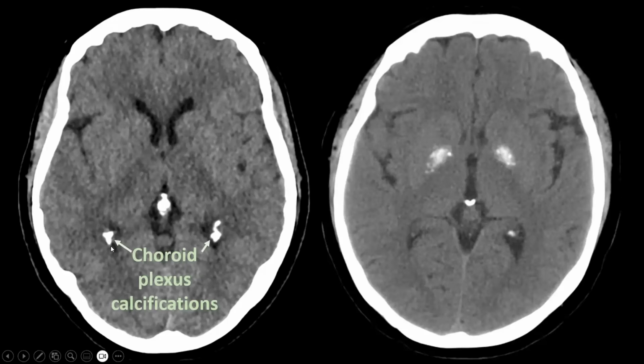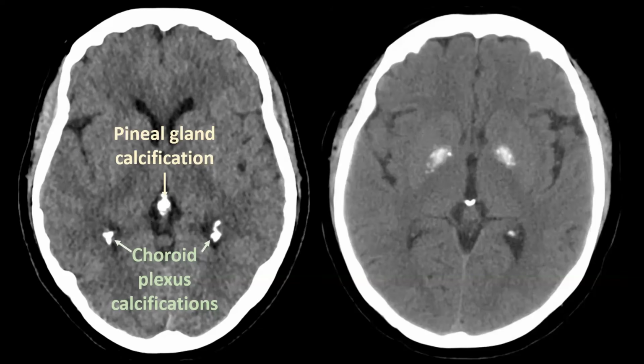Well, we can often see very small calcifications in the lateral ventricles. These are choroid plexus calcifications, and we often see a nodular calcification located along the midline. This is a pineal gland calcification. You will see these very often. The older patients get, the more likely you will see them, but you can also see them in young patients already.